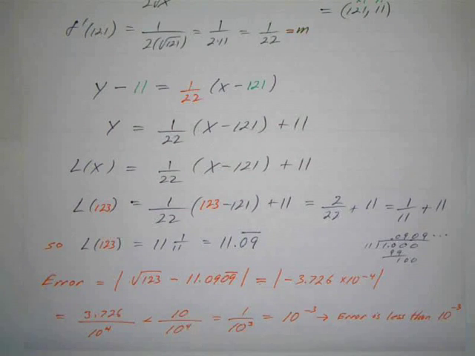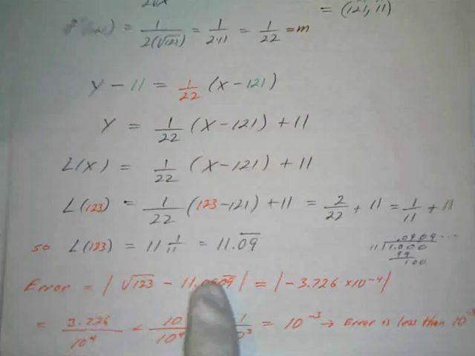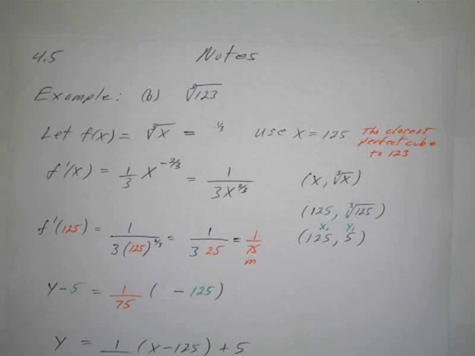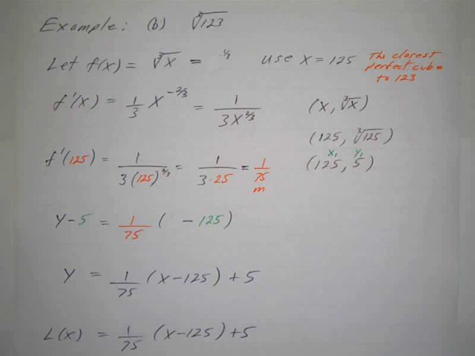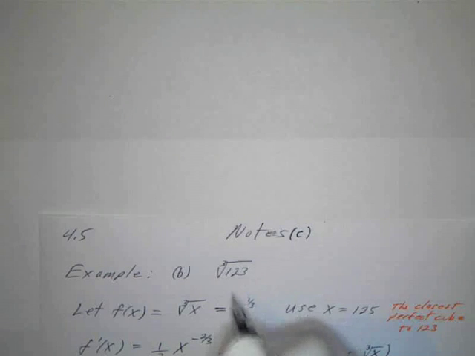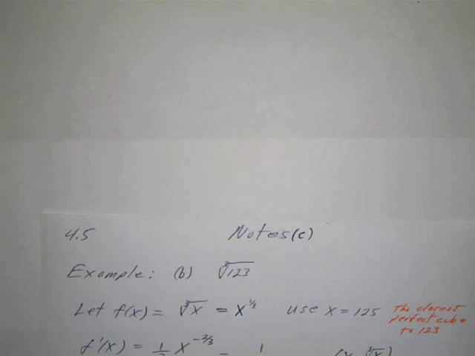Okay, and then you have another one. This will be some more notes, C, I would say. And we have example B where we're going to find the cube root of 123. So again, I want to find a perfect cube that's close to 123. Sorry, there should be x here.